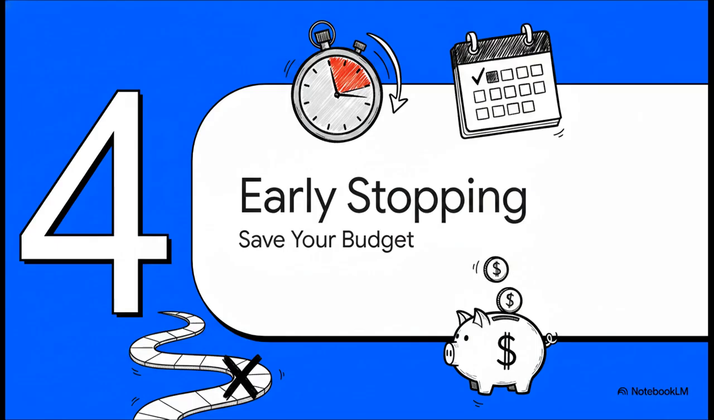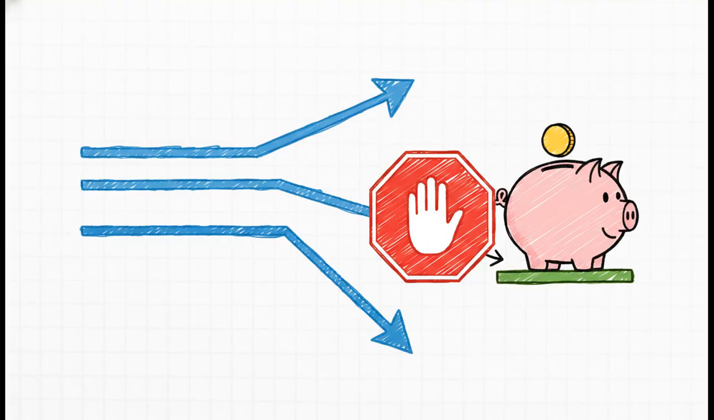Let's save some of that precious compute budget, shall we? I want you to permanently burn this rule into your brain. Not every training run needs to finish. Seriously, if you're testing a configuration and by epoch 10 the validation loss is just terrible, why on earth would you let it limp along to epoch 100? You shouldn't. You need to immediately kill doomed runs to save your compute budget for the promising ones.